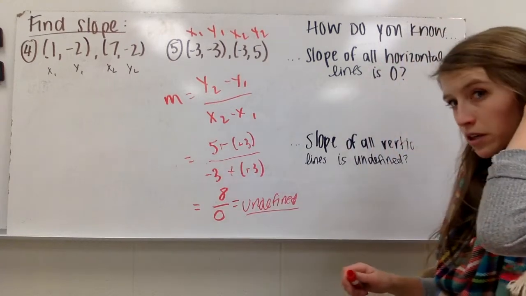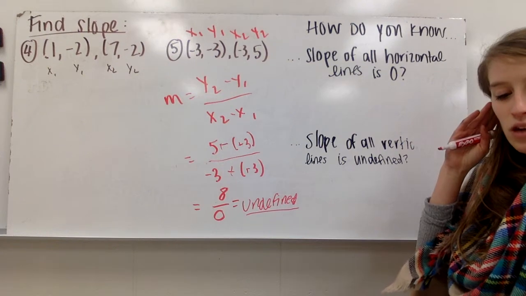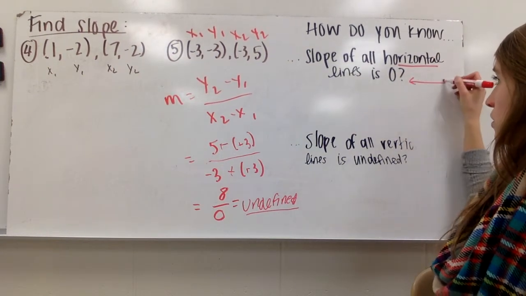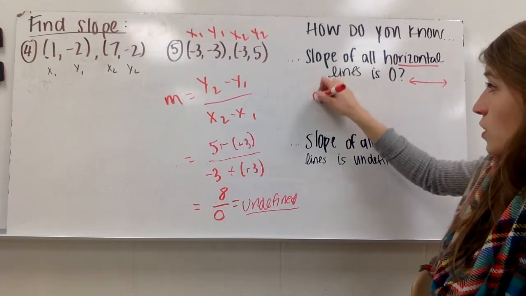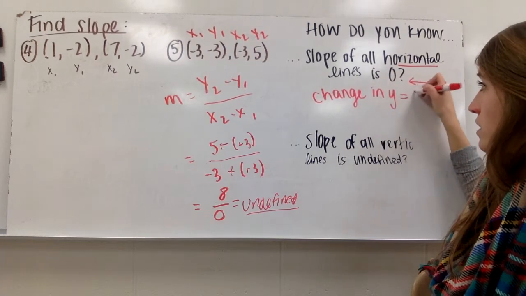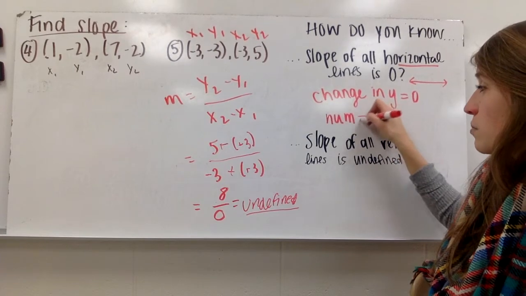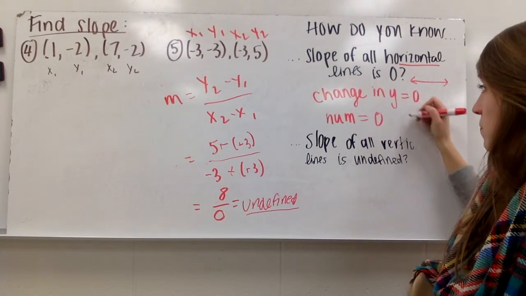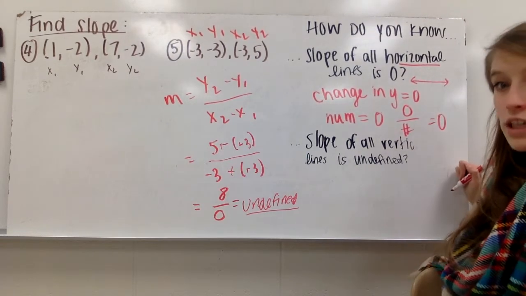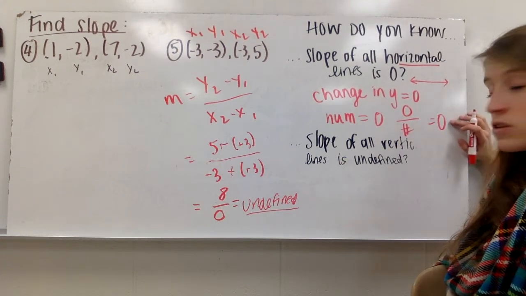Let's just do one little bit of review. How do we know that the slope of all horizontal lines is 0? Well, if you're looking at a horizontal line like this, your change in y in a horizontal line is always 0. That means that in my slope fraction, my numerator is always 0, and 0 divided by any number will always be 0. So slope of all horizontal lines is 0.